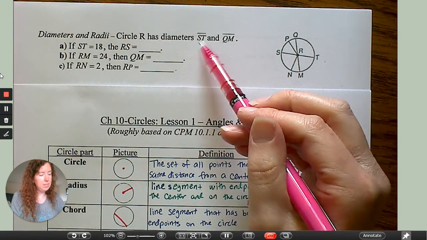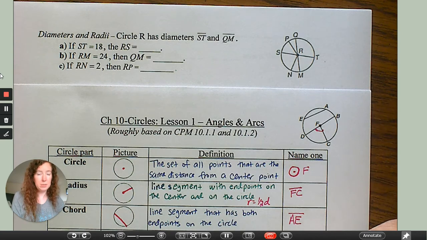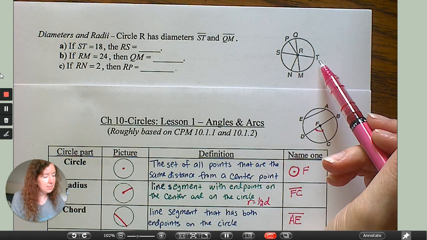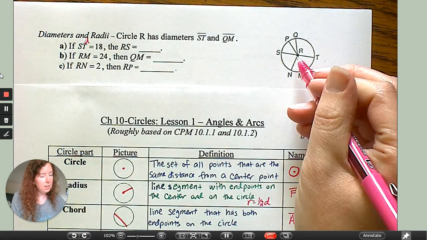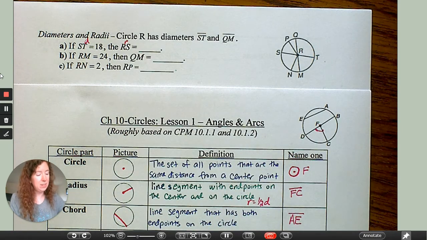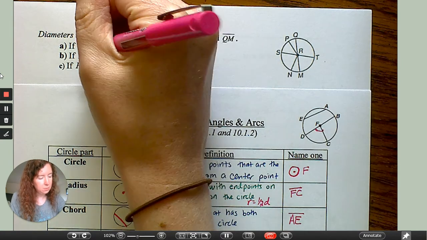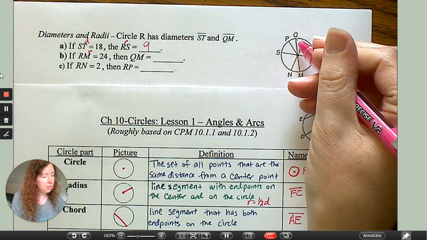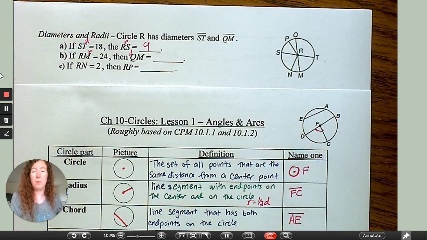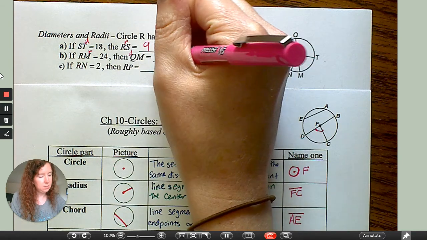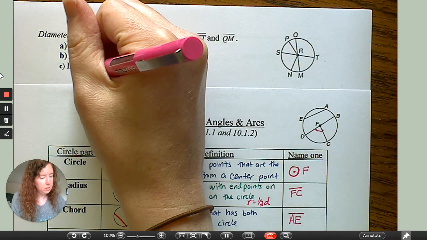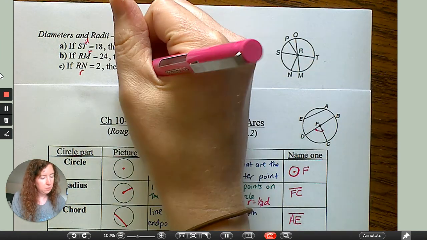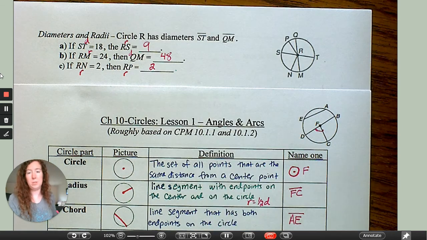And it's telling us that both ST and QM are my diameters, okay? So if ST is 18, so if that's a diameter, then RS, which is a radius, well, it's going to be half of it. What's half of 18? That's going to be 9, okay? Now, RM, that's a radius. If that's 24, then QM, which is a diameter, well, was 24 times 2, 48. Okay? If RN, which is another radius, is 2, then RP, well, that's another radius, that's also going to be 2.